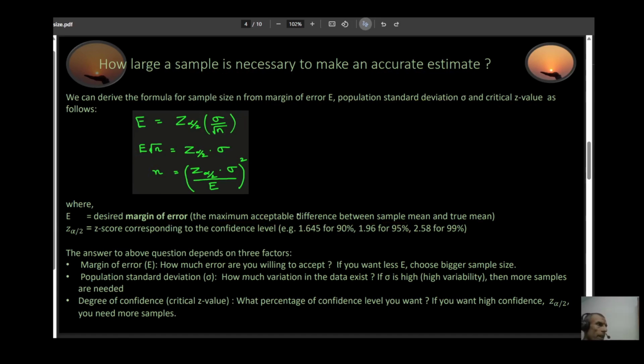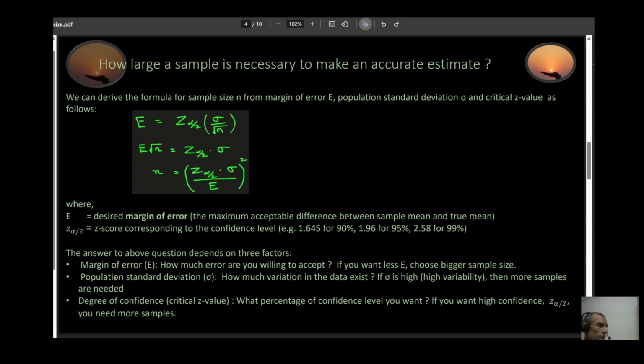Now, the answer to the above question depends on three factors, and those three factors are these ones right here. Margin of error, that's the first one, which is this right here. You ask yourself, how much error are you willing to accept? Well, if you want less E, choose a bigger sample size. You can see the relation between your E and sample size. As your E increases, as your E goes up, your N is going to go down. Okay, this is their inverse relationship.